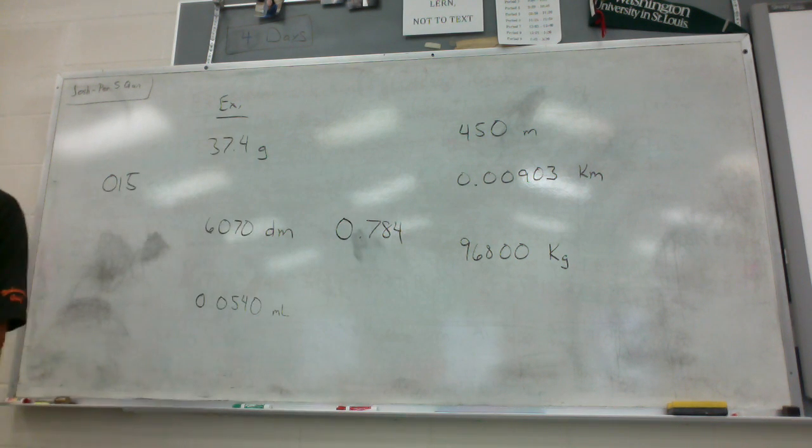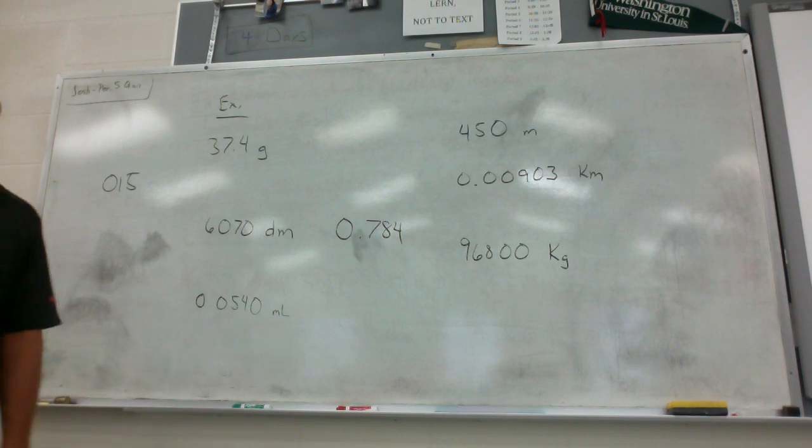What's that number? 0.784. 0.784, right? How did we know it was 0.784 rather than just 784? Because there's a zero in front of it. See where I'm going with that? Get in the habit of doing it.